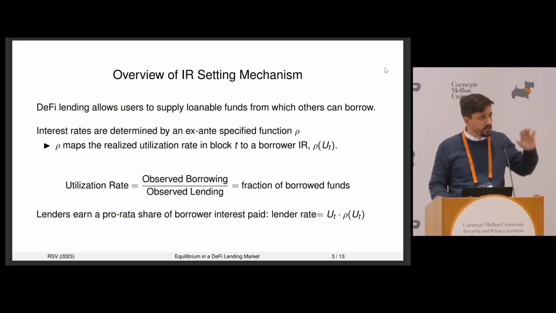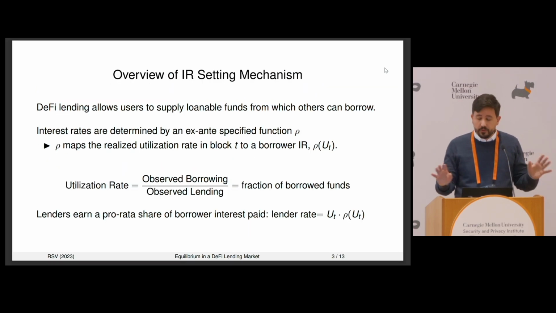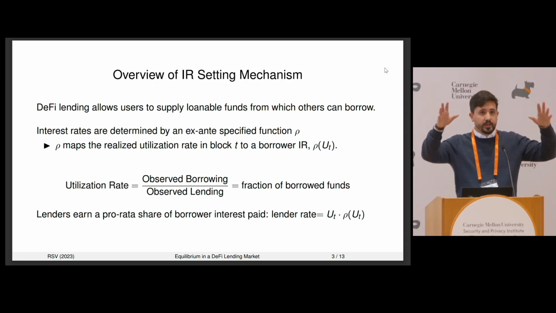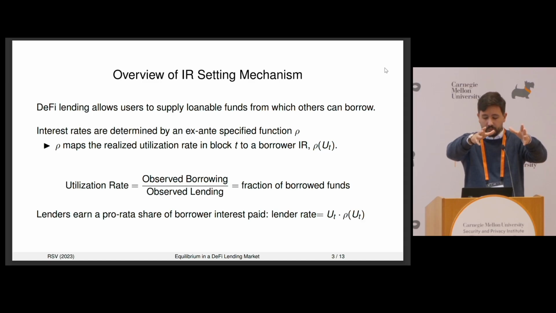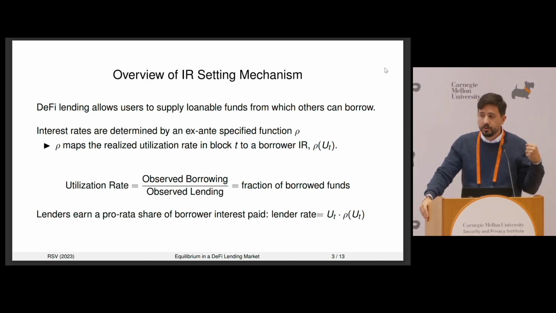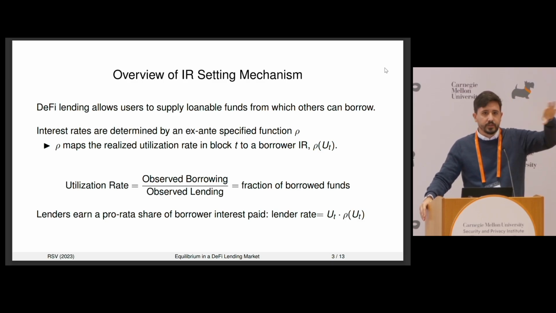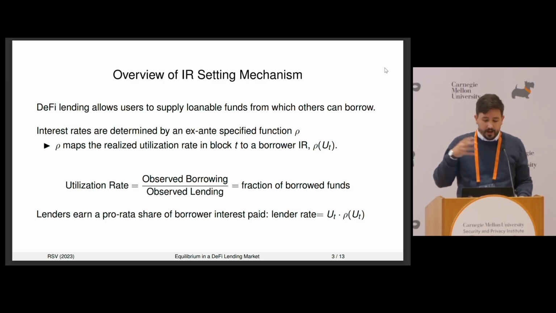All right, before I get into the results, I'm just going to give you a quick overview of how the mechanism works. So basically, you have a smart contract. Anybody can supply loanable funds from which users can borrow if they post sufficient collateral. Each loanable market you can think of as a separate market. Okay. Now, how are the interest rates determined?